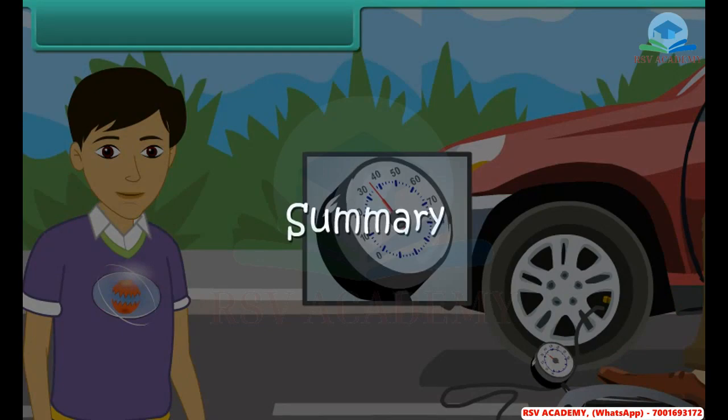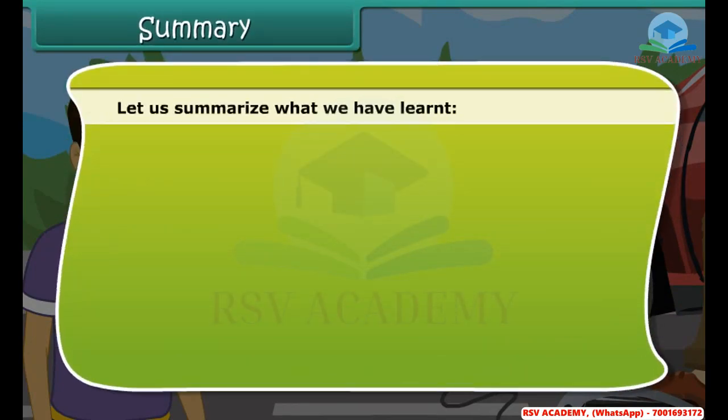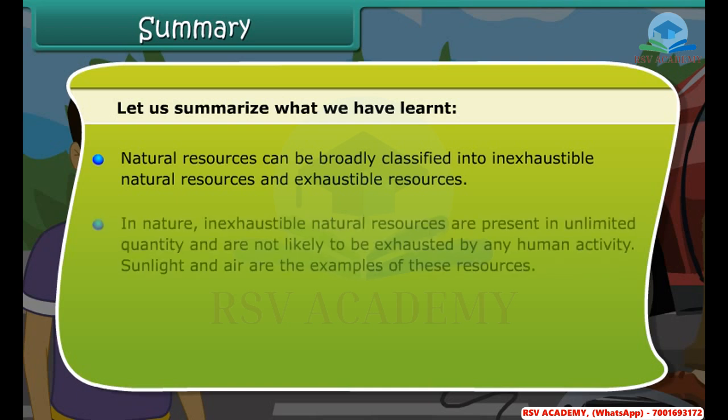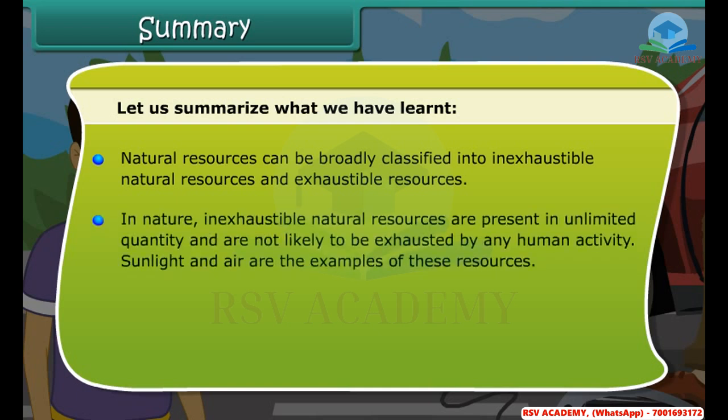Summary. Friends, let's summarize what we have learned so far. Natural resources can be broadly classified into inexhaustible and exhaustible resources. Inexhaustible natural resources are present in unlimited quantity and are not likely to be exhausted by any human activity. Sunlight and air are the examples of such resources.